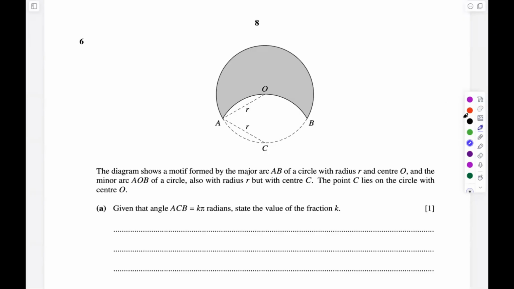In question 6, the diagram shows a motif formed by the major arc AB of a circle with radius r and center O, and the minor arc AOB of a circle also with radius r but with center C. The point C lies on the circle with center O. In part A, it's given that angle ACB is equal to k pi radians. State the value of the fraction k.